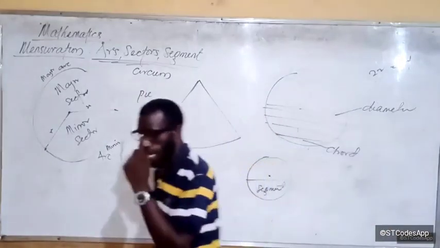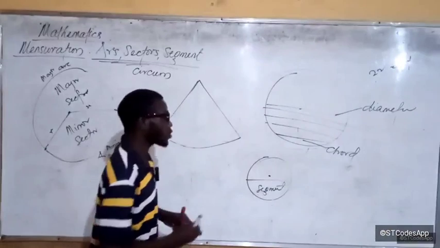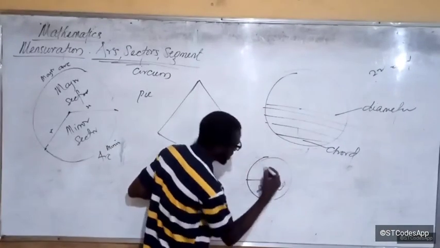Now, a chord splits the circle into what we call segments. The smaller segment being what? A minor segment, and this will be what?